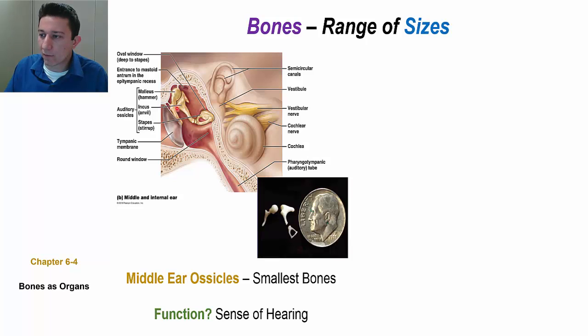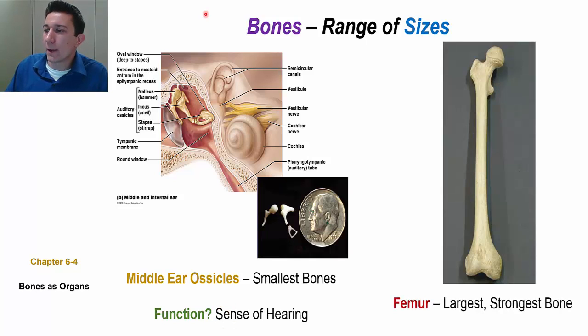Essentially they provide a little mechanical arm that when the tympanic membrane vibrates, it moves a fluid within the sensory structure of the ear, and the sensory structure of the ear interprets that fluid movement as sound, as hearing. So these bones help transmit that sound information from the tympanic membrane to the sensory structure of the ear, that's called the cochlea. And here's a dime for scale, just to give you an idea of how small these bones are.